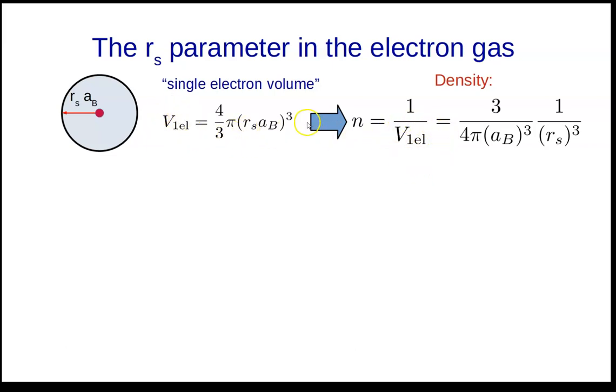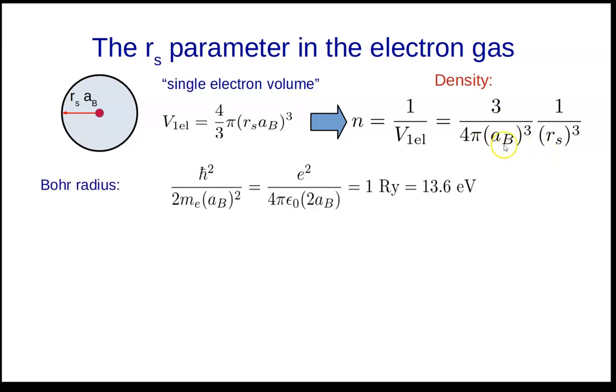So in other words, we're defining Rs in terms of the density, and here it's clear that the density goes as 1 over Rs cubed times this numerical factor that will depend on the Bohr radius. So this is the important point. This is a parameter that we're defining in terms of the density. So the larger the density, the smaller Rs, and vice versa.